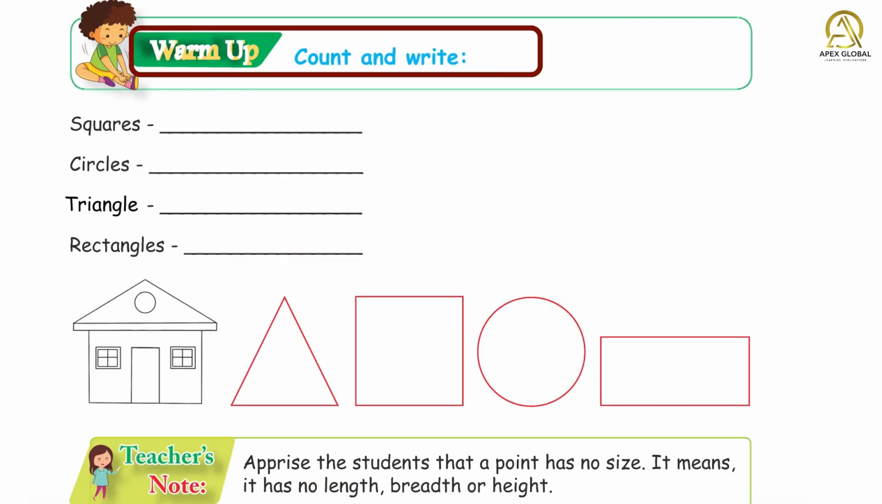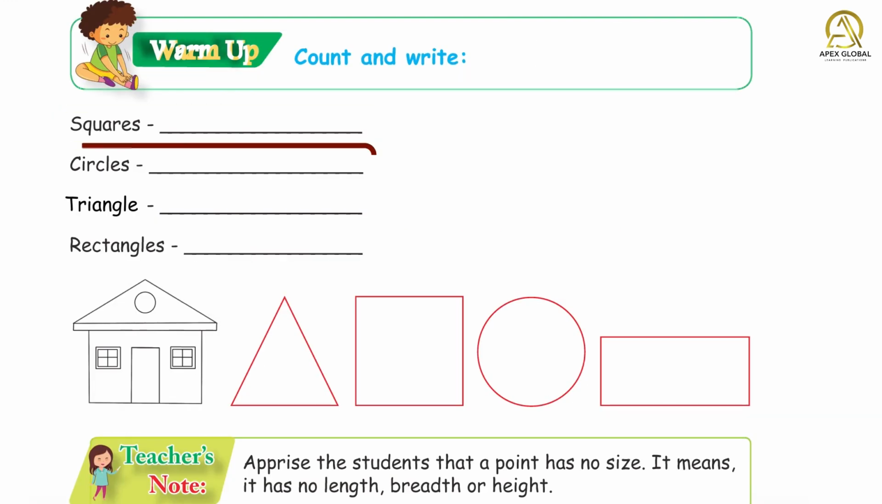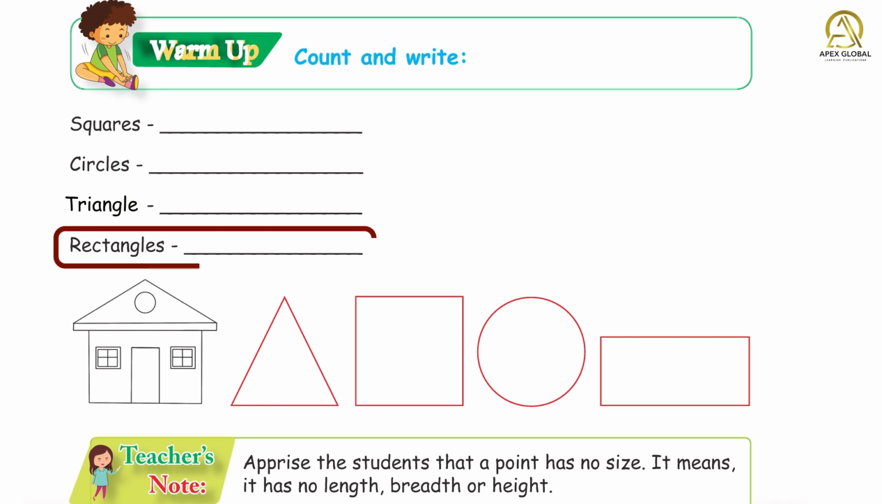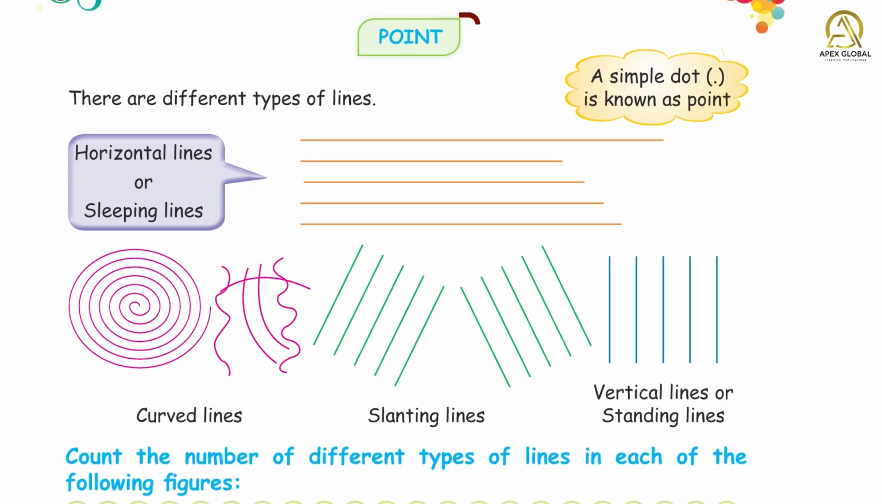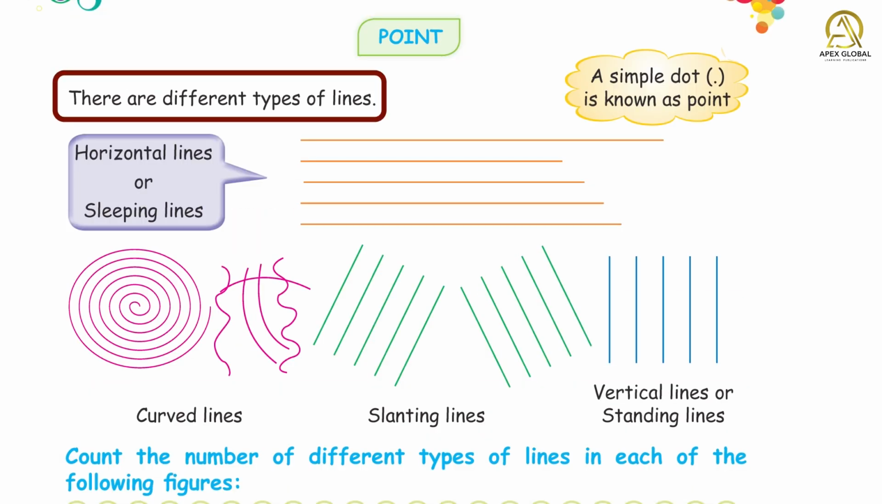Warm up. Count and write. Squares, circles, triangles, rectangles. Teacher's note: apprise the student that a point has no size. It means it has no length, breadth or height. Point. There are different types of lines.